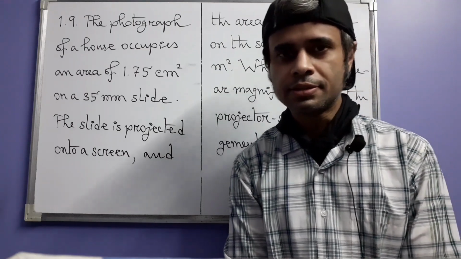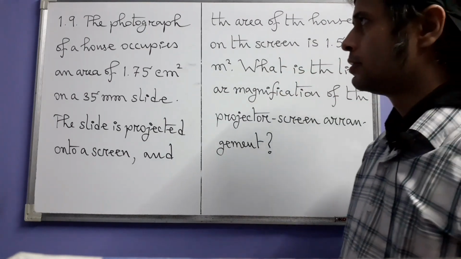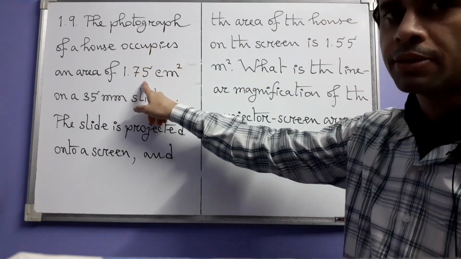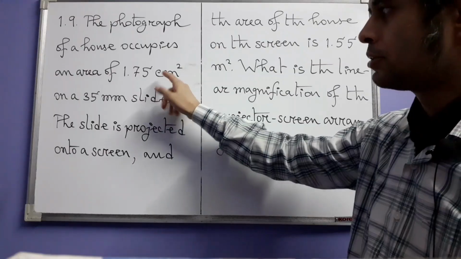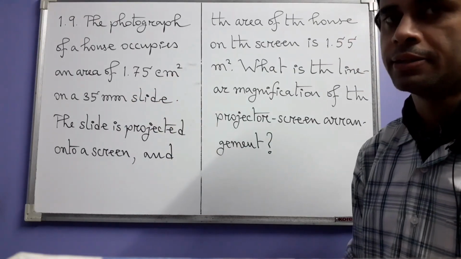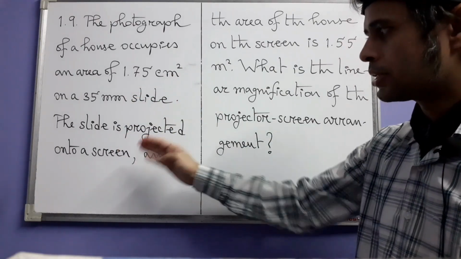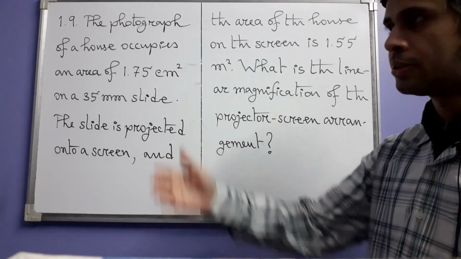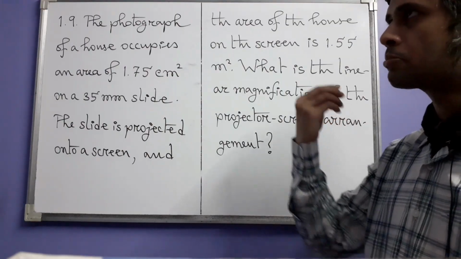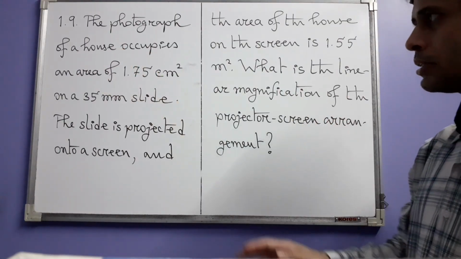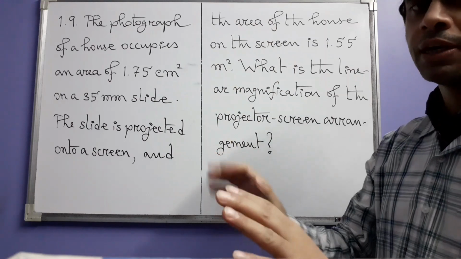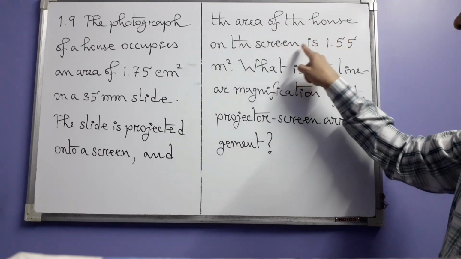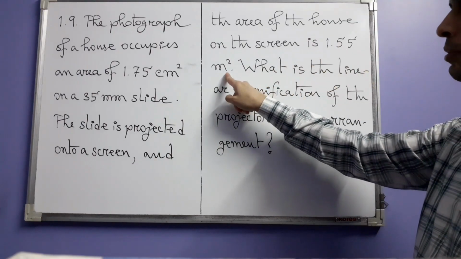Next we have exercise 9. So let's see what this one is. The photograph of a house occupies an area of 1.75 centimeters square on a 35 millimeter slide. The slide is projected onto a screen. Some distance away from the projector there is a screen and the slide is projected onto the screen so that you can see the image of the house on the screen. And the area of the house on the screen is 1.55 meters square.